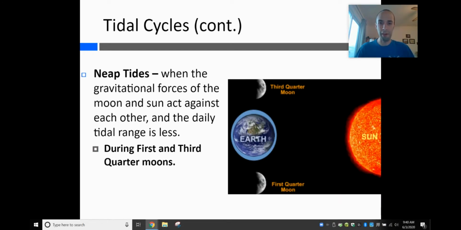tide. So now we have the sun and the moon at a right angle to each other, and due to the fact that they're kind of acting against each other, there's less of a daily change in this tidal bulge. There's a little bit more due to the moon because it's closer, but there's not an extreme tide here. They're not pulling together, and therefore it's not as noticeable of a change. And so twice a month this happens during the first and the third quarter moons.